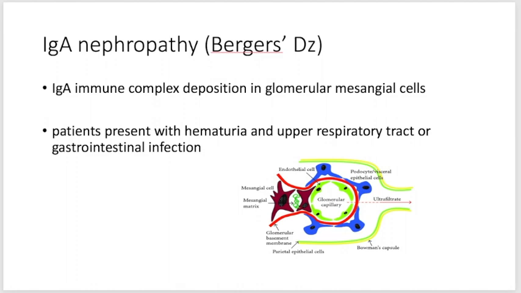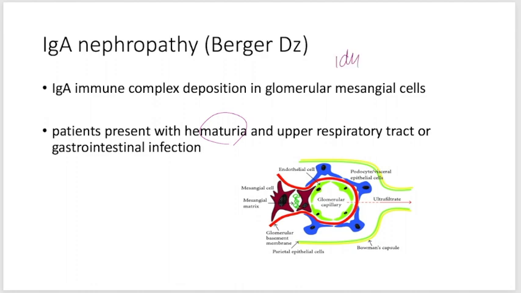IgA nephropathy, also known as Berger disease, is an IgA immune complex deposition in the glomerular mesangial cells, and this would be consistent with hematuria and upper respiratory tract infection and gastrointestinal infection at the same time. So presenting symptom is hematuria, some proteinuria, but we're in nephritic range, not nephrotic range proteinuria, hypertension, and edema. Again, they all classically present with those common signs and symptoms.